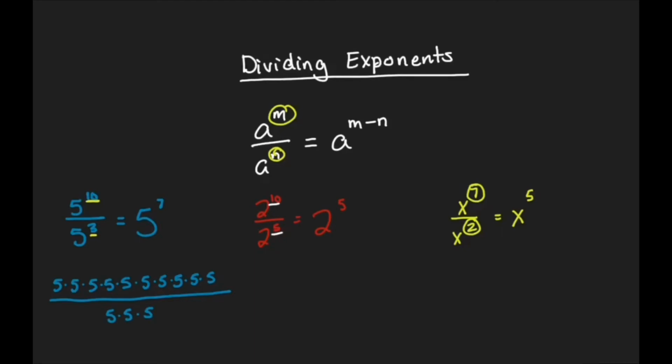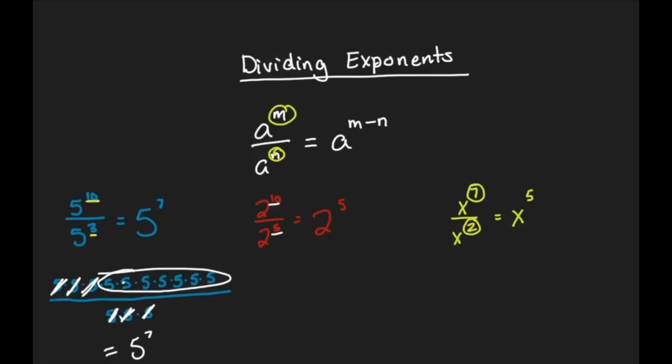And then from there, what you can do is just cross out what's on both the top and the bottom. So there's a 5 on the top and the bottom. There's a second one, and there's a third one. So our solution is just how many 5s we have up here on the top. So there are 7 of them, so we have 5 to the 7th power.